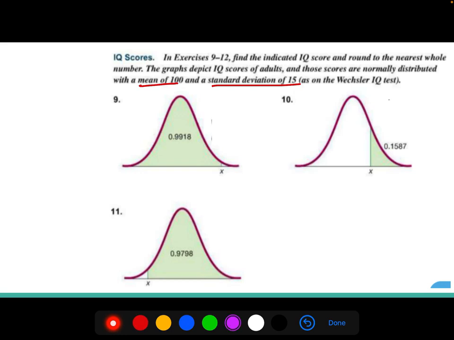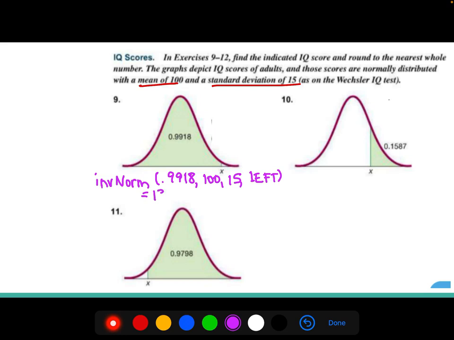But you know what? We've been practicing on our calculator all along, and since we're given the areas, why don't we do that with the calculator? We're going to need to go backwards. We're going to do inverse norm. And I'm not even going to use the formula this time because I'm going to put in this one's standard deviation and mean. The area is 0.9918, and the mean is 100. The standard deviation is 15. And it's to the left.